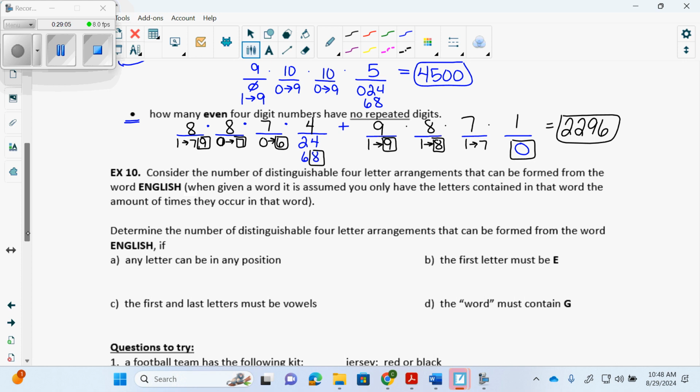There's no such thing. They're just distinguishable, which means you can look. They look different. Do they have to be a legitimate word in the English language? No. Okay, just that they look different. So what we're going to do is we're going to read. I know it's a crazy concept, but we're going to read. So here it says, consider the number of distinguishable 4-letter arrangements.